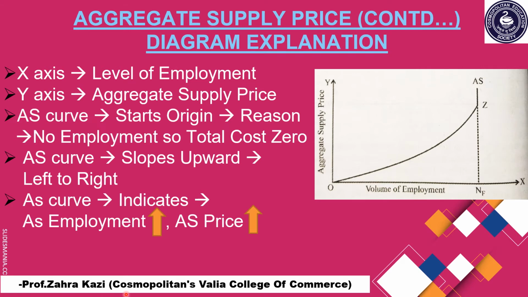Now let's understand the diagram and the explanation of aggregate supply price. In the diagram, the x-axis represents the level of employment, while the y-axis represents the aggregate supply price. This is the AS curve. The AS curve starts at the point of origin. The reason is that when there is no employment, the total cost will be zero. Further, the AS curve slopes upwards from left to right. The AS curve also indicates that as the level of employment increases, the aggregate supply price also increases, and that is the reason the AS curve slopes upwards.